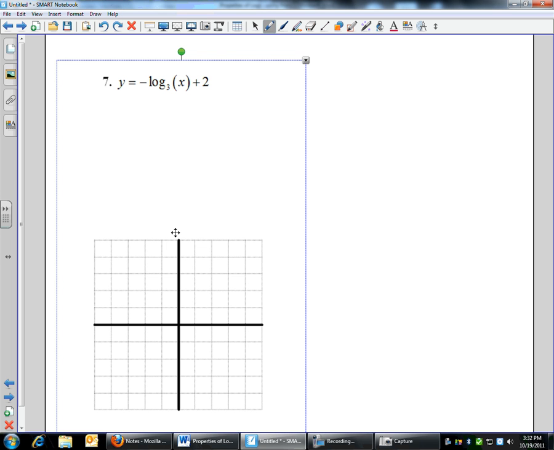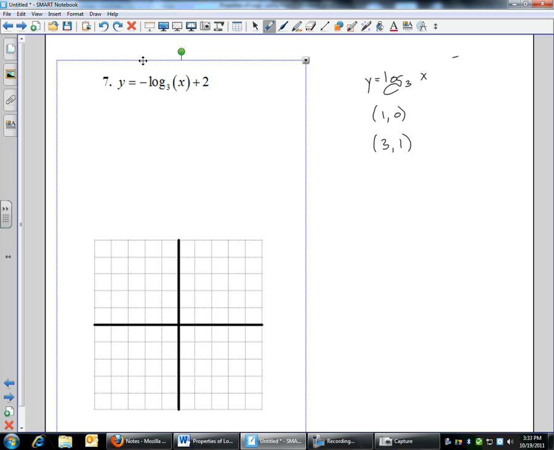You need to identify what your parent function is, which I see is log base 3. So I'm going to start with y equals log base 3 of x. And I know that that graph is going to go through the ordered pairs (1, 0) and (3, 1). Whatever the base is, it's going to go through those two points.